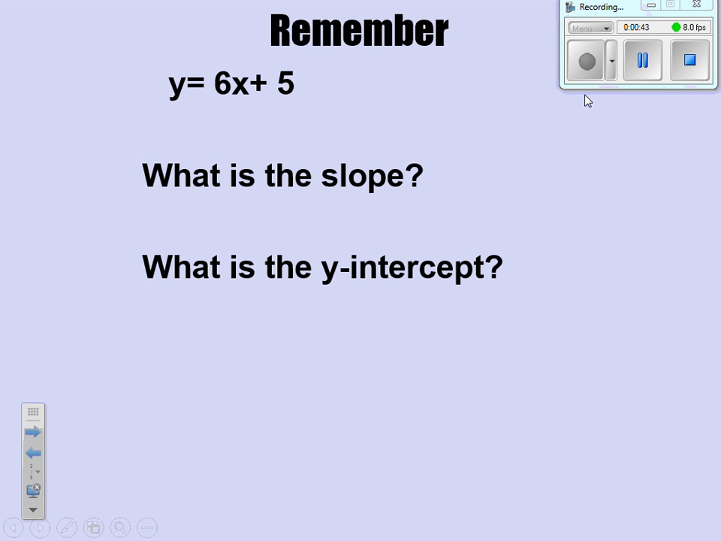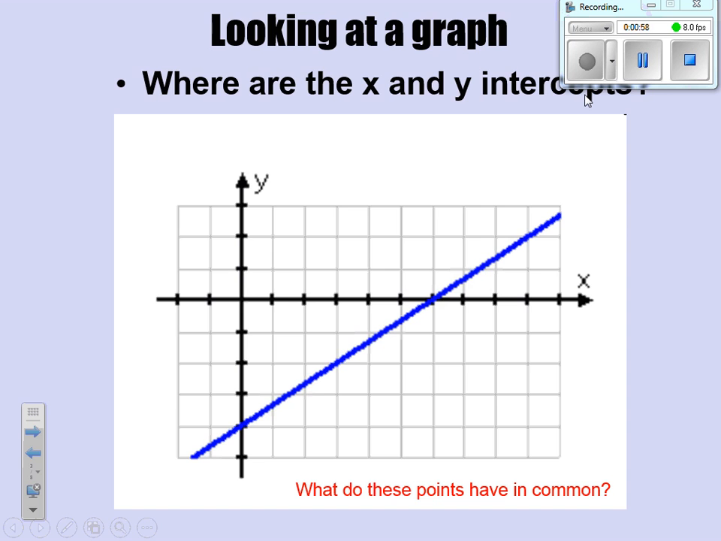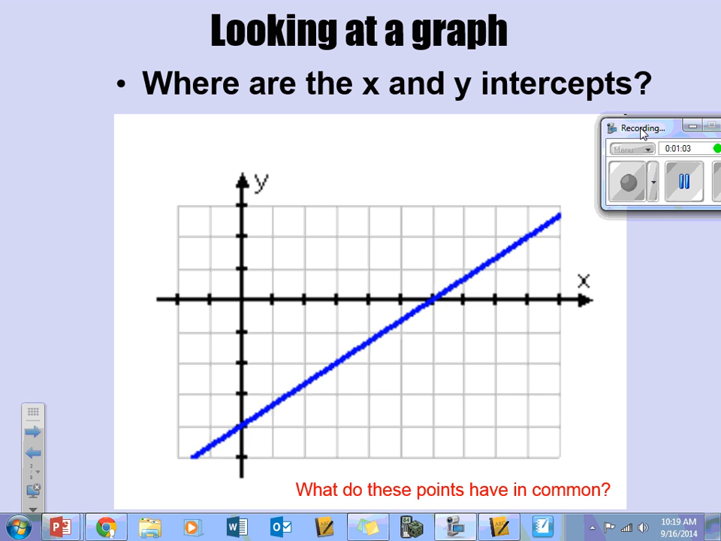So we're going back to graphing, but is it the only way you can graph a line using slope-intercept form? No, there's other ways to graph a line, and that's what we're going to talk about today. What's the other way if we don't have slope and y-intercept? Looking at this graph, we can see that we are going to be using x and y intercepts to graph a line. So where are the x and y intercepts?